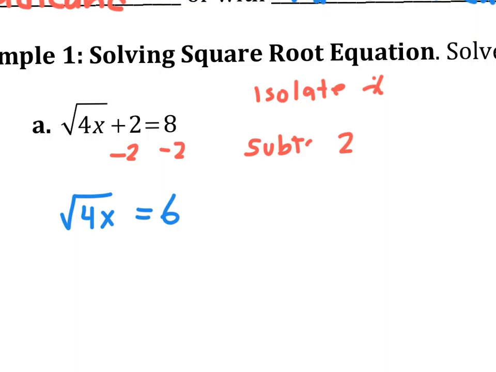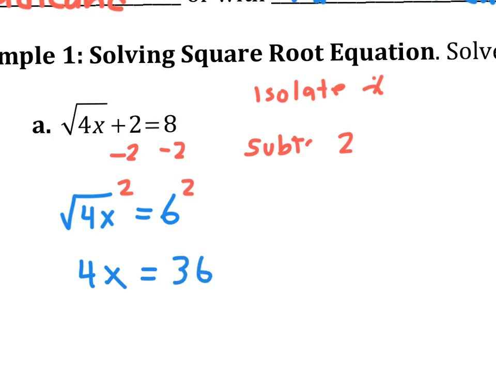Now, I need to take the square of both sides. I do want to pay attention to where my radical begins and where it ends. The radical intentionally stops, look, above the x. That's its endpoint. So it does not include the plus 2. So that's why I can subtract 2, because the 2 is not part of the radicand. It's not under the radical. So now when I do this, I end up with 4x is equal to 36.